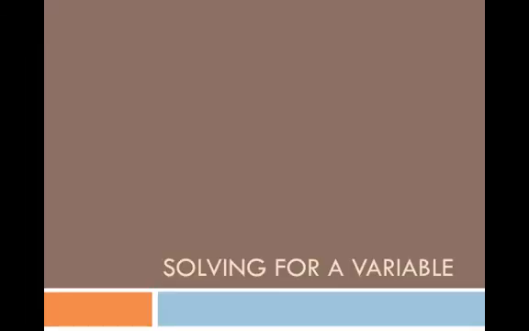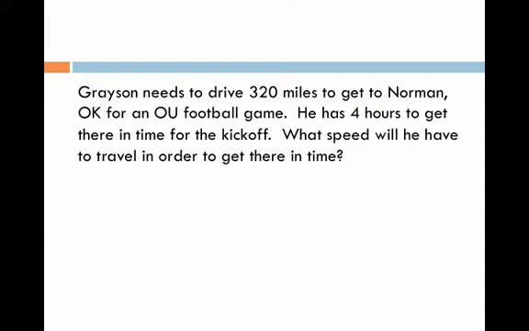Okay, so today we are going to solve for a variable, and we see that Grayson needs to drive 320 miles to get to Norman, Oklahoma for an OU football game. He has 4 hours to get there in time for the kickoff. So we want to find out what speed he will have to travel in order to get there in time.